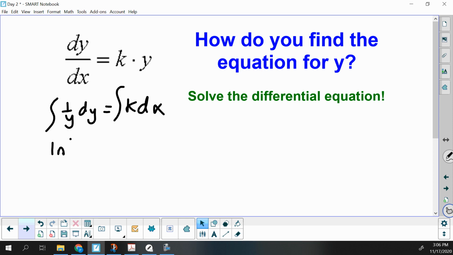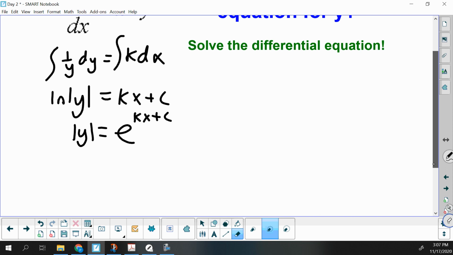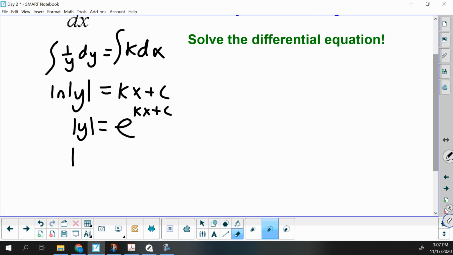This will give us natural log absolute value of y is equal to kx plus c. We'll do our exponential form, so we'll have absolute value of y is equal to e to the kx plus c. We can write the right-hand side as e to the kx times e to the c.